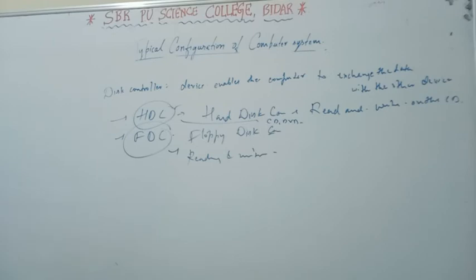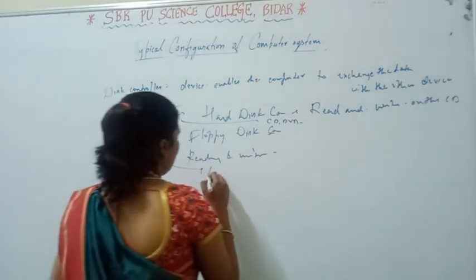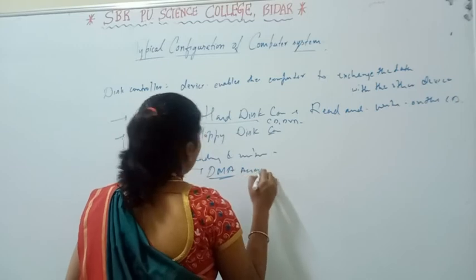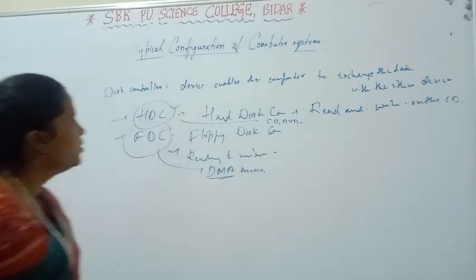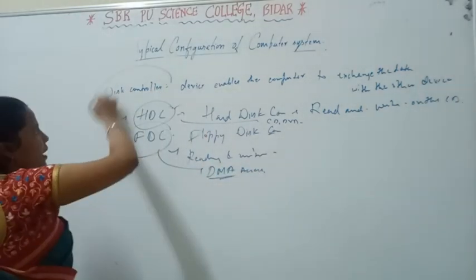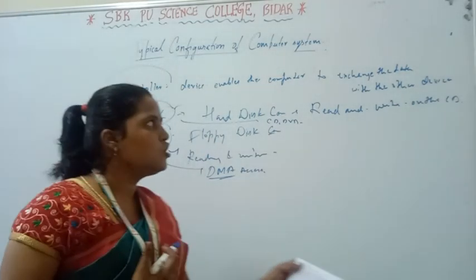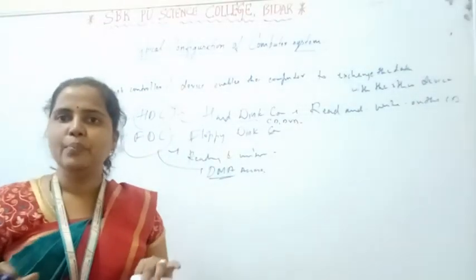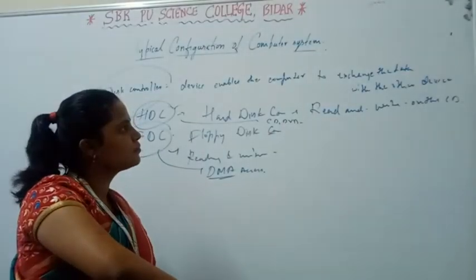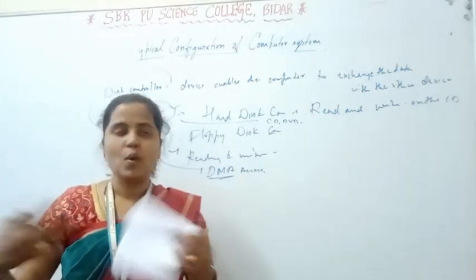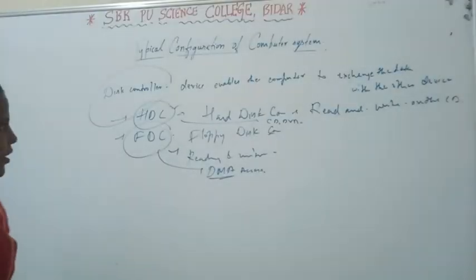Here the transfer is done directly through direct memory access, that is, DMA access. We are not using the floppy disk now. By the disk controller, we enable the exchange of data from a computer to a CD, DVD, floppy, or vice versa. Okay.